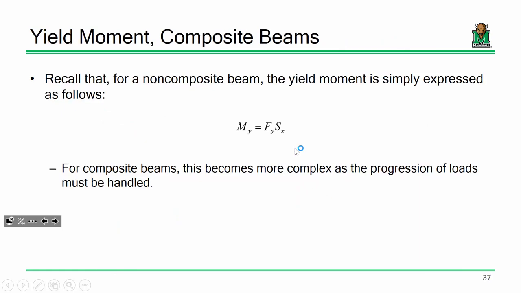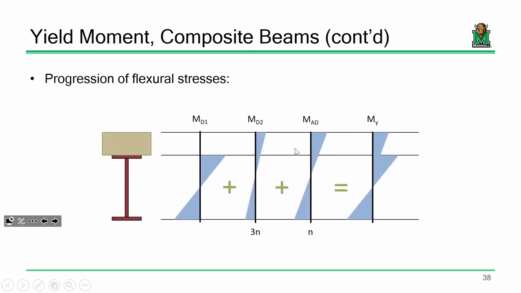Now, we also recognize that the yield moment isn't quite as simple as it used to be. It used to be just Fy times the section modulus. So I could look up a section modulus in the steel manual, multiply it by Fy, and there you go. In composite construction, that's not so direct. It's not so straightforward. Specifically because we have to recognize that idea of staged construction.